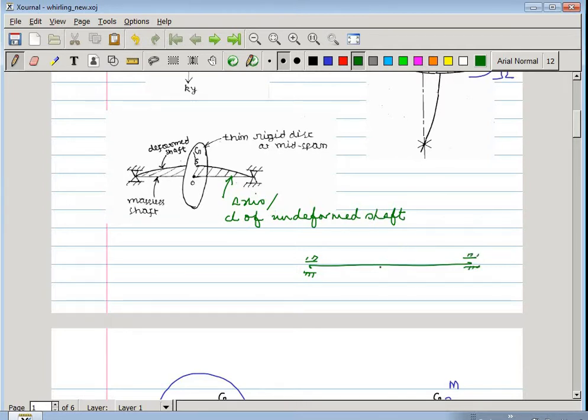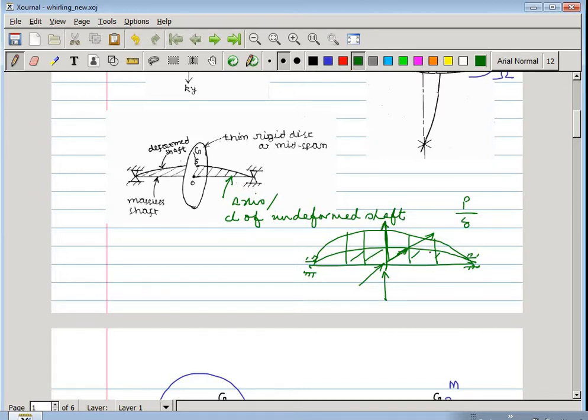Suppose we give a force in this direction, then there will be deformation in this direction like this, and if we give a force in the upward direction, there will be deformation like this, and if you divide the force by the deformation, you get the stiffness of the shaft. In this direction, if you divide P by delta, you get the stiffness in this direction, and in this direction, if you divide P by delta, you get the stiffness in this direction.